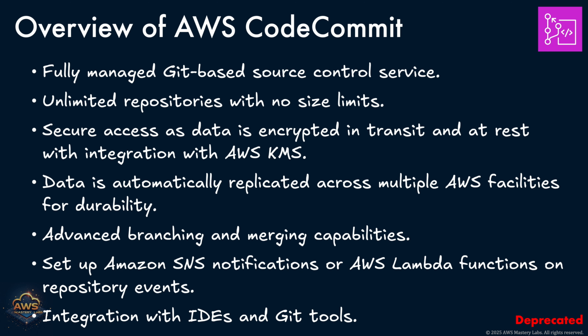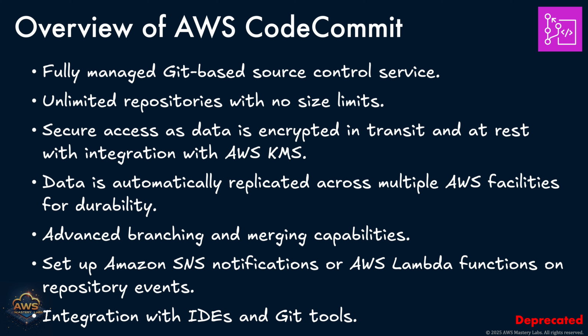Security is a top priority. CodeCommit encrypts your data both in transit and at rest using KMS. You also get fine-grained access control through IAM, so you can define exactly who can do what in your repositories. In terms of reliability, CodeCommit is built with high availability in mind. Your data is automatically replicated across multiple AWS facilities, helping ensure durability and access even in the event of infrastructure failure.